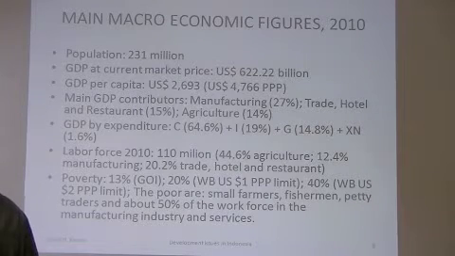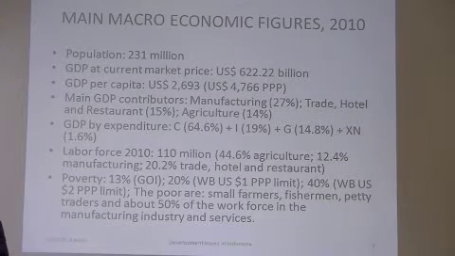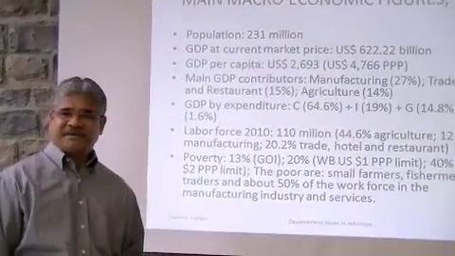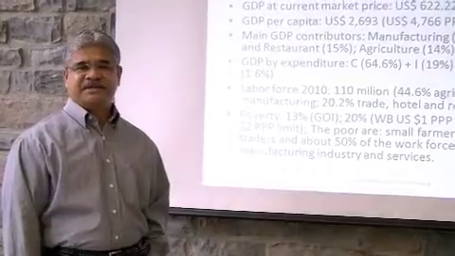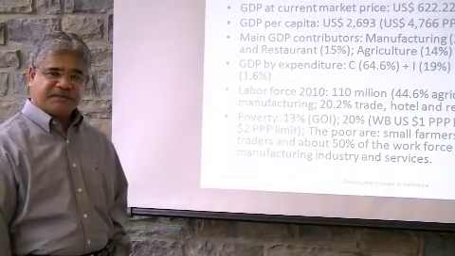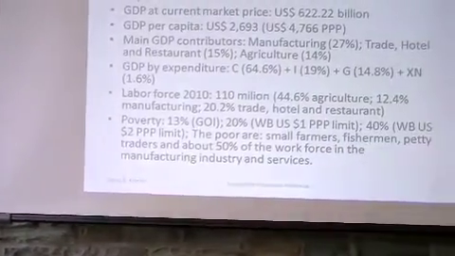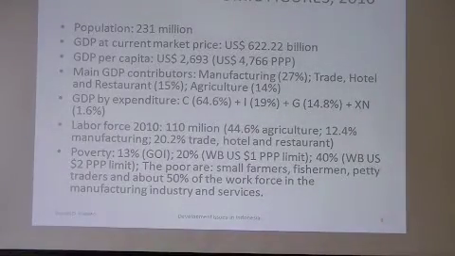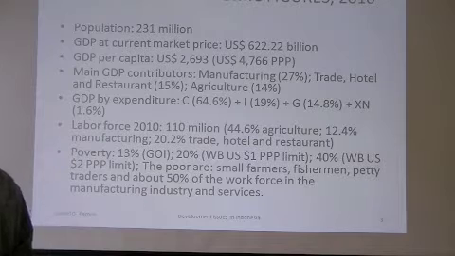Poverty: the latest figures from the government say that about 13% of the total population of Indonesia still live under the poverty line. But the World Bank figures say that if they use the $1 PPP limit, people living in what is considered absolute poverty are about 20%. And if they use the $2 limit, it will be about another 40%. So the poor people in the country, according to the World Bank, amount to almost 60%.